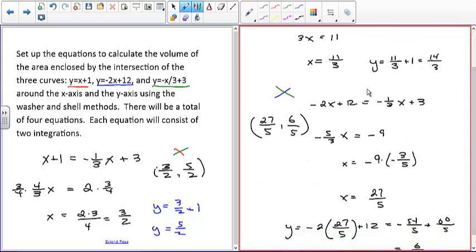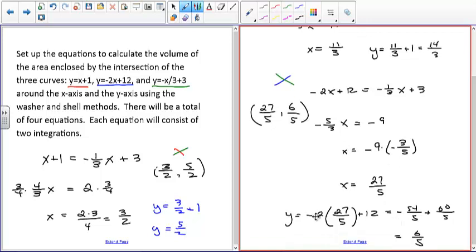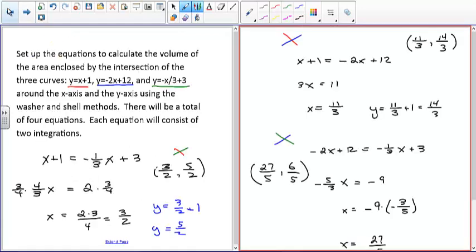And then set the blue and green equations equal to each other. When you add 1/3 x to both sides, this is negative 6 thirds, so it becomes negative 5 thirds. Subtract 12 from both sides, you get negative 9. Multiply by the reciprocal to solve for x, you get 27 fifths. And plug it back into this equation. Either one would work. You get 6 fifths. So those are the points of intersection. Those are going to be our limits when we need them.